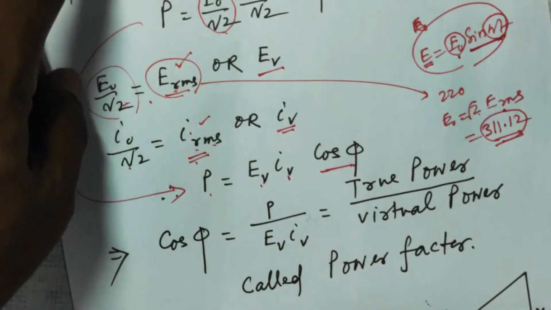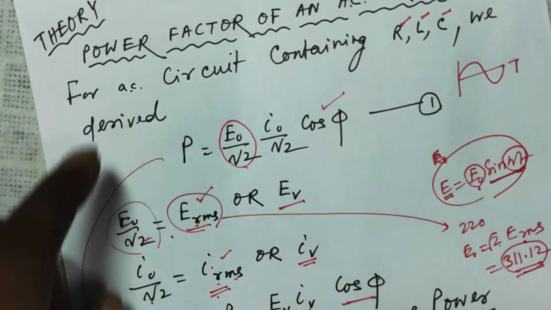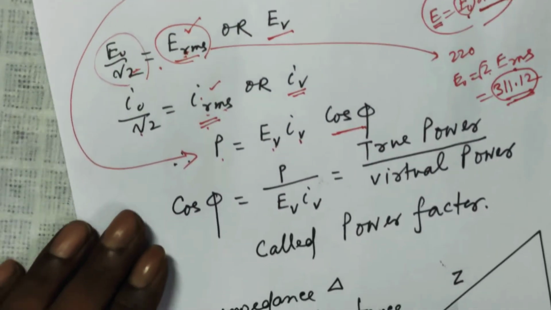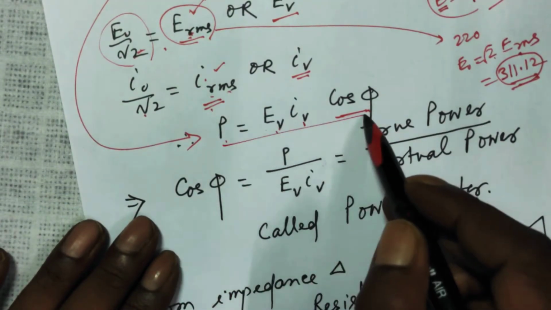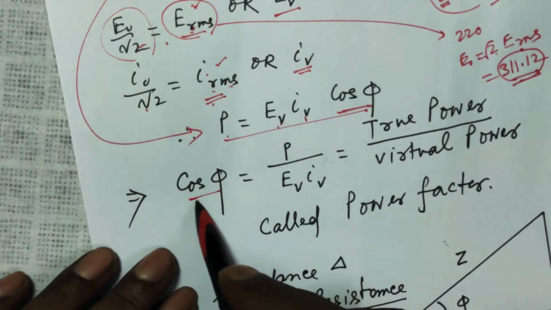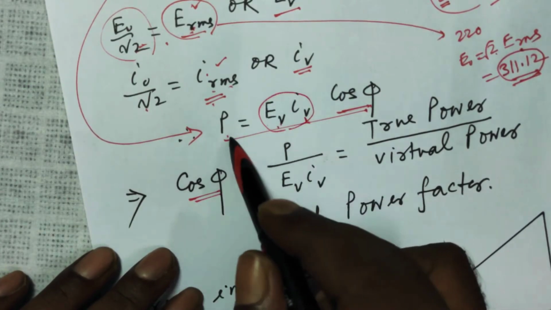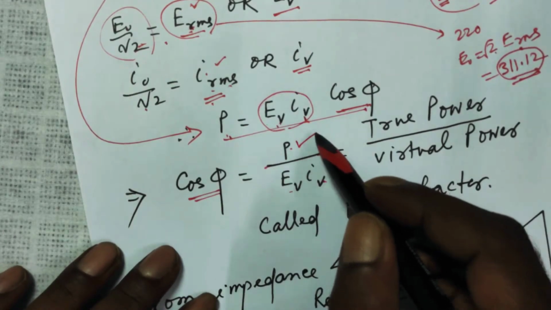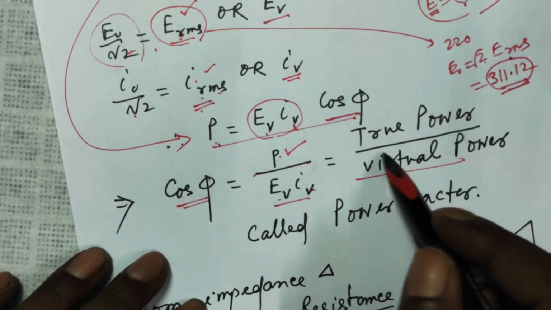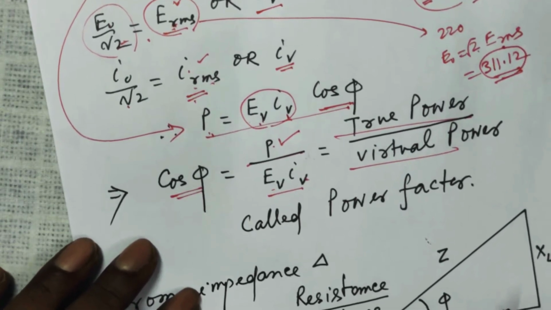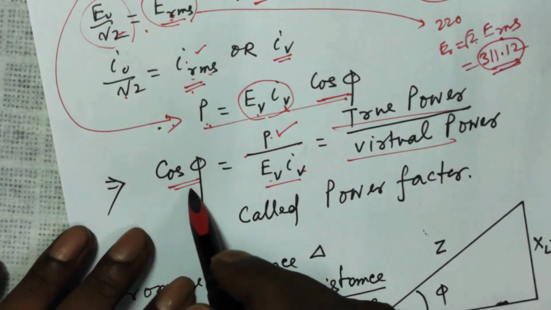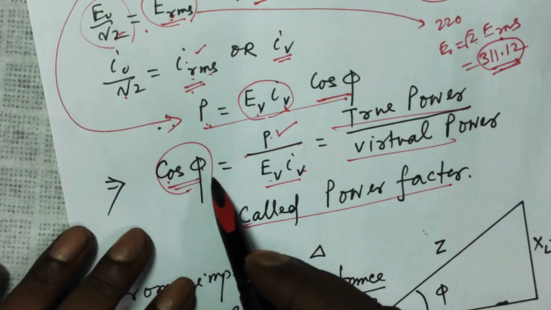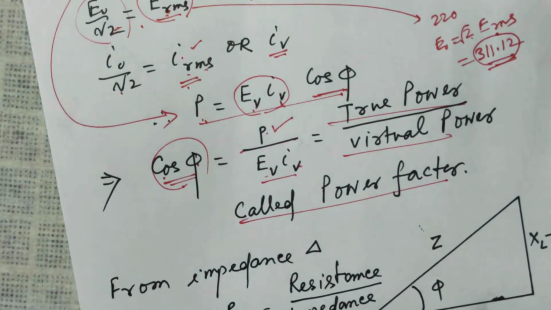Now, what is power factor? This cos phi is called the power factor. So from this expression, if you keep cos phi on one side, this is multiplied, this comes to the left hand side, so P over this. This is called your true power, this is called your virtual power, right? So this term is called power factor. This is a number. Cos of an angle is a number, right?